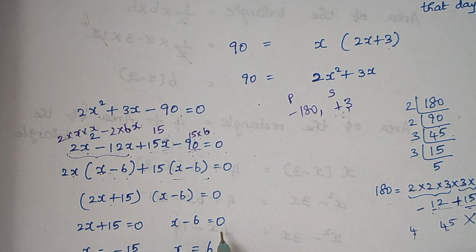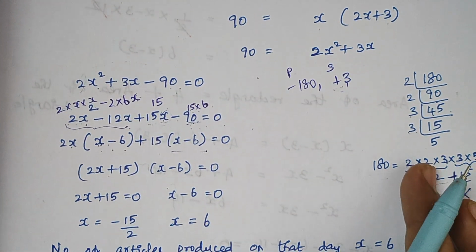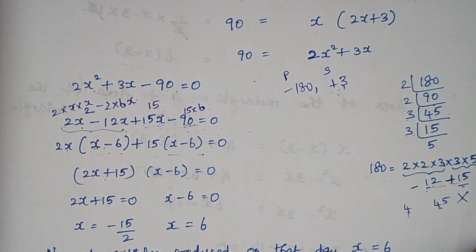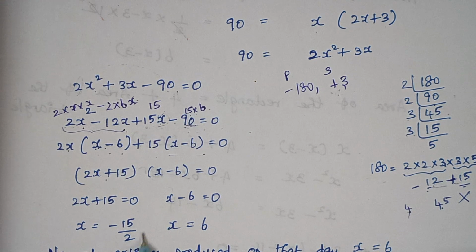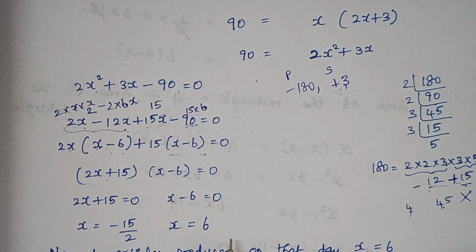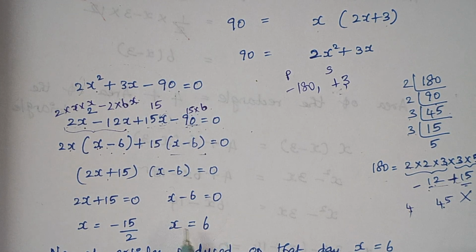When you equate them to 0, finally we have x equal to minus 15 by 2 and x equal to 6. Now you have to select any one value, either minus 15 by 2 or 6. This problem discusses the number of articles produced in a factory. It should always be positive, because the number of articles produced in a factory is given by positive numbers. Either it may be 1000 or 1 lakh or even 100 or 50, but it should be a positive number. So here we are going with x equal to 6.